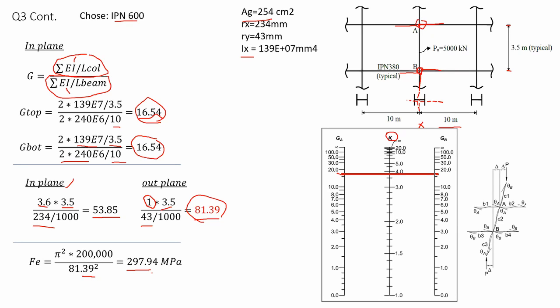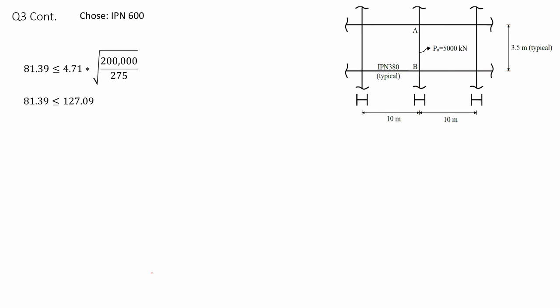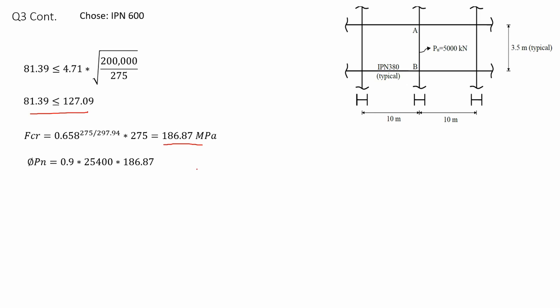Now I can check for FCR. FCR is decided from the slenderness. Check the slenderness. 81 is less than or equal to 127. So for this case, I'm going to use this equation. And if you check FCR, you would get 186.87 megapascal. Check for the capacity of this member, IPN 600.